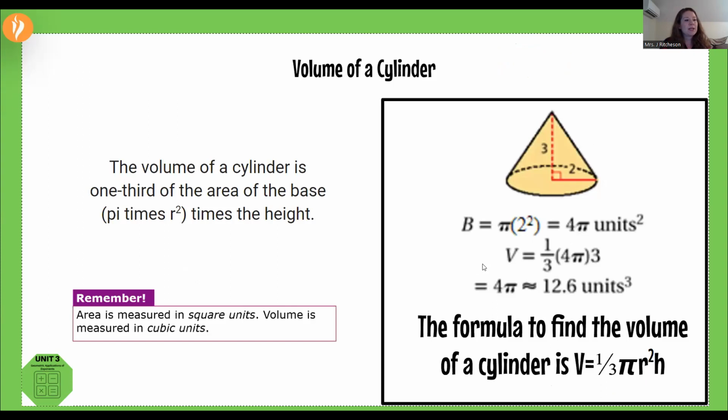All right, so on this one, if you're leaving it in terms of pi, the first thing you would do is you would square your radius of 2. So 2 squared is 4. 4 times 3 is 12. But then remember, you have to find a third of 12, and a third of 12 is 4. So the volume of this cone would be 4 pi, and then if you use 3.14 for pi, you would get about 12.6 cubic units.